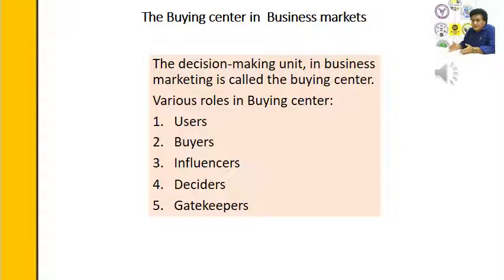Let us also revisit the concept of a buying center in business market. As I said earlier in unit 2 also, the decision making unit in business marketing is called the buying center. There are various roles in the buying center. Various roles are played by different people. Sometimes one person also plays more than one role. The first role is that of a user. User is the person who will actually use your product or your service. So if you are selling a machine which is used to transport, let us say, cylinders from one place to another place, it may be the worker of the forklift and you are the seller of the forklift.